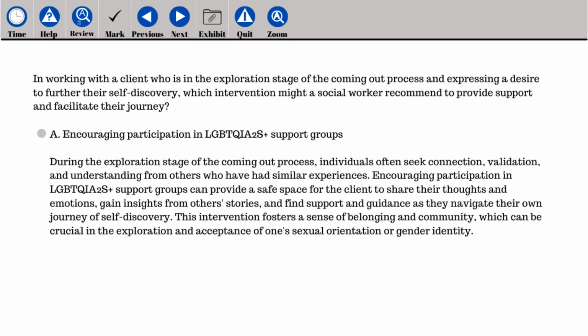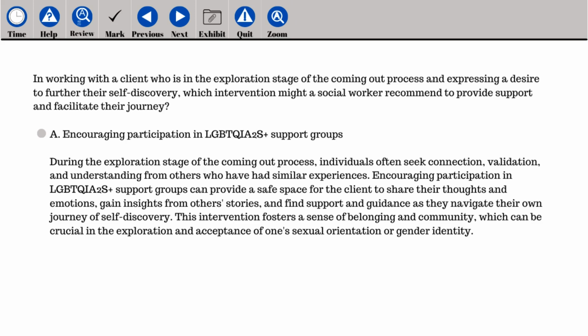A. Encouraging participation in LGBTQIA2S+ support groups. During the exploration stage of the coming out process, individuals often seek connection, validation, and understanding from others who have had similar experiences.